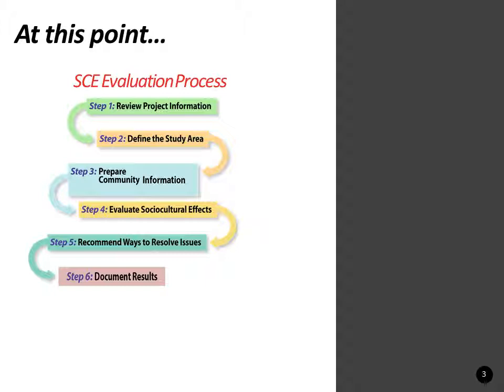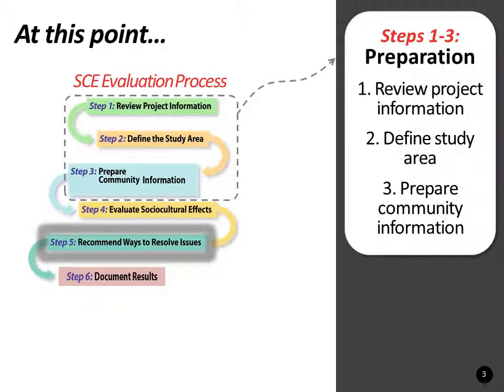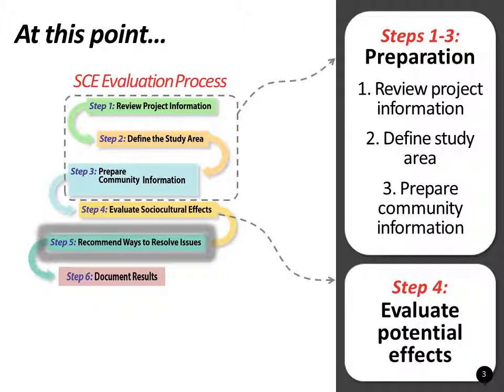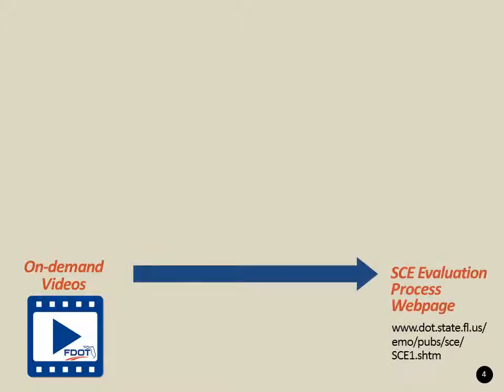Before that, I want to take a moment to mention the steps in the SCE evaluation process leading up to where we are now, which is Step 5, Recommend Ways to Resolve Issues. At this point, we will have compiled information about the project and community, and defined a study area for the evaluation, and identified and evaluated any direct, indirect, and cumulative effects on the human environment that could result from the project. Guidance on each step in the process is available on the SCE evaluation process webpage on the department's website, including on-demand videos like this one.